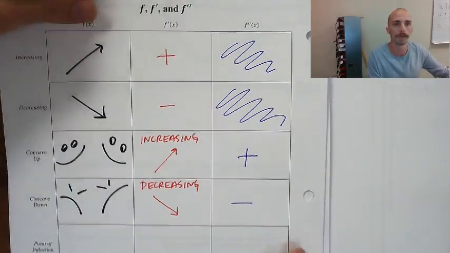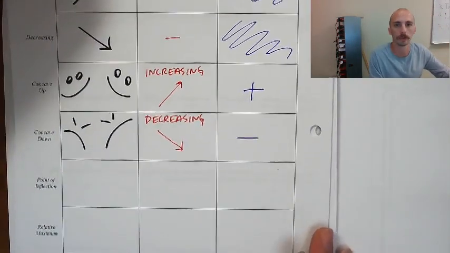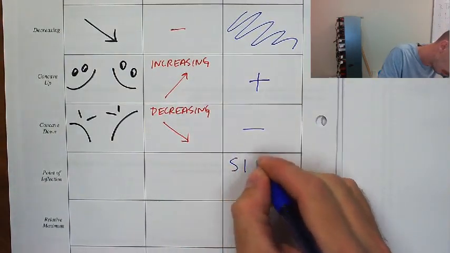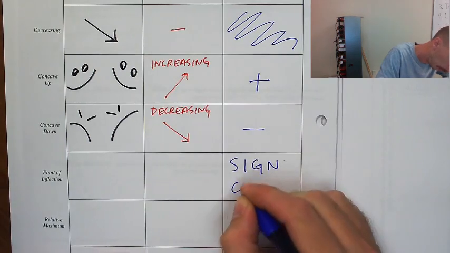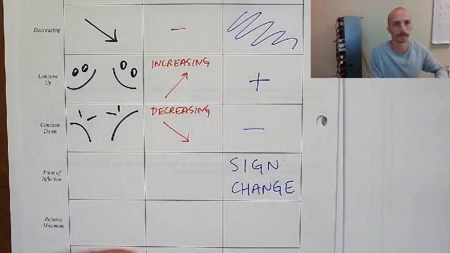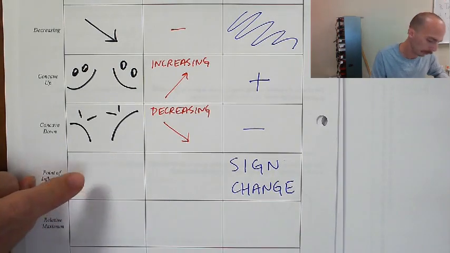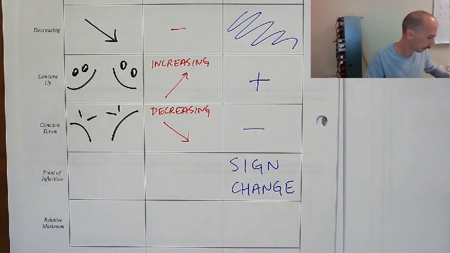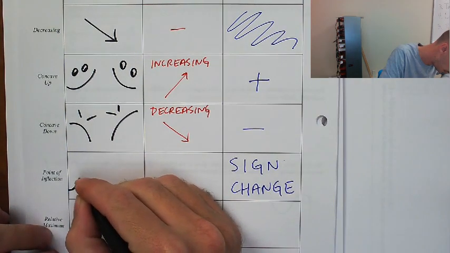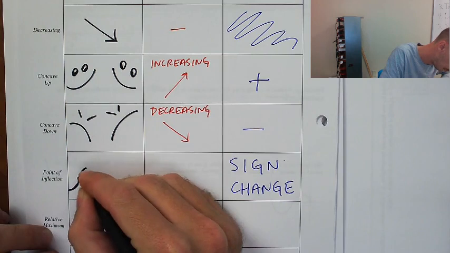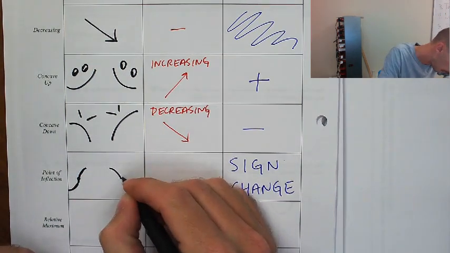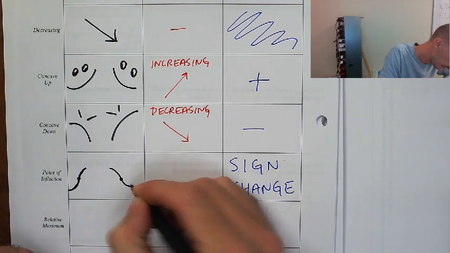Okay. A point of inflection is a sign change in the second derivative, right? It's a change in concavity. So I'm just going to right now put that in there. Okay. And then a point of inflection would, on the graph of the original, be where it's got an attitude change. It was frowning and now it's smiling, and now it's frowning, right?